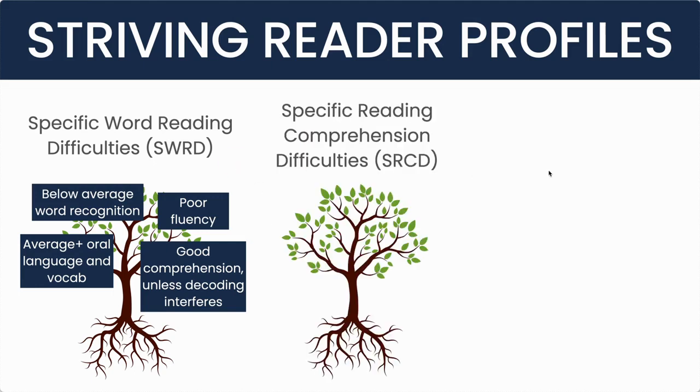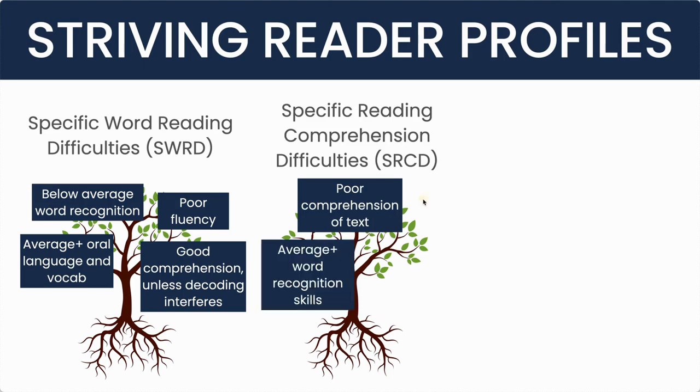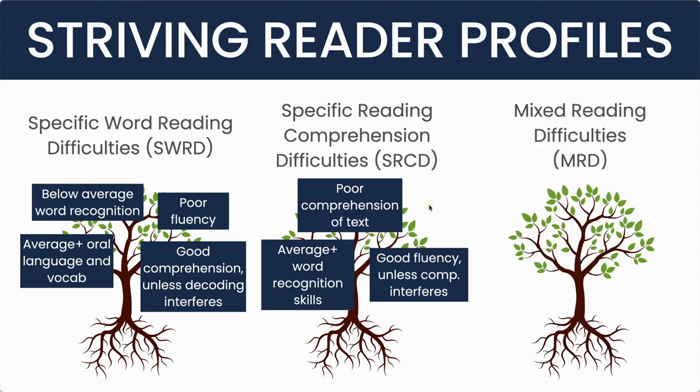Our next little reader profile is a specific reading comprehension difficulty, SRCD. And with these readers, we see poor comprehension of text. We see average or better word recognition skills, meaning they're reading the words fine. And their fluency is fine unless comprehension interferes. So sometimes comprehension actually impacts how expressive a reader is or how they're phrasing words together. So fluency aids comprehension, but comprehension also aids fluency, which is why I have that note about, well, fluency is fine, but if comprehension interferes, then you may have some issues.